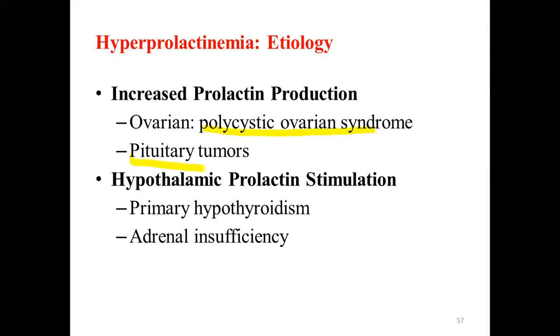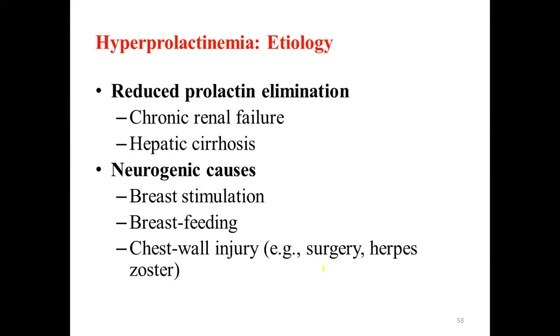Then apart from that, when a patient has hypothalamic prolactin stimulation, for example, in the case of primary hypothyroidism and adrenal insufficiency, what will happen? Those deficiencies can activate the release of prolactin from the hypothalamus. So those are the major etiologies that can increase the serum prolactin level in the reproductive age.